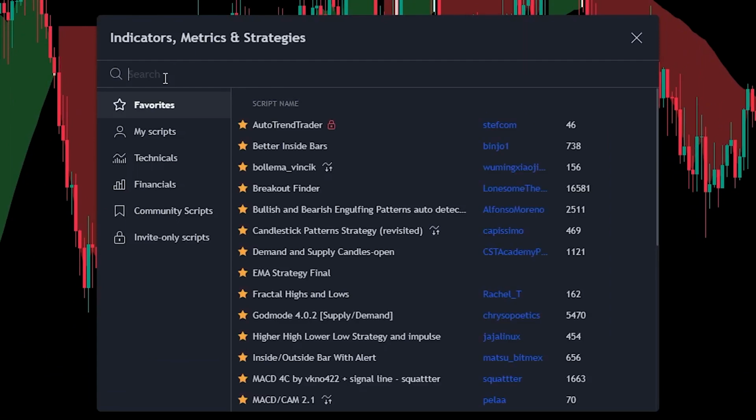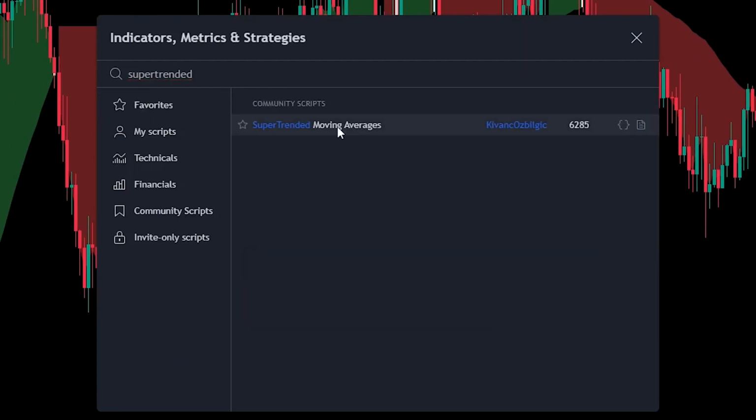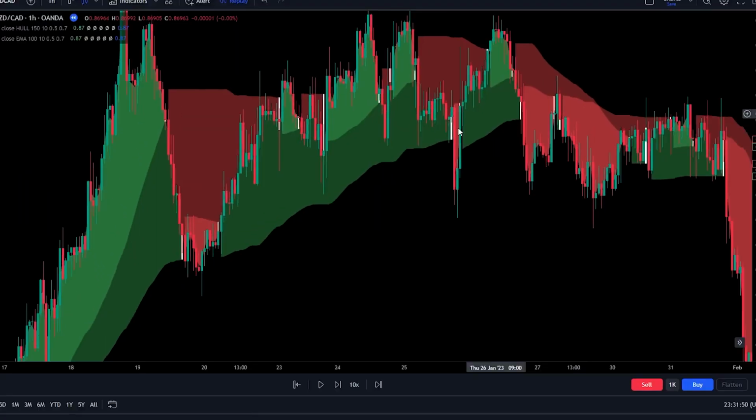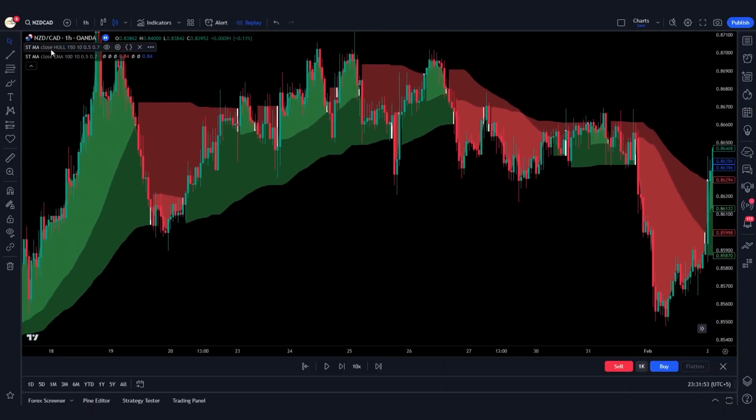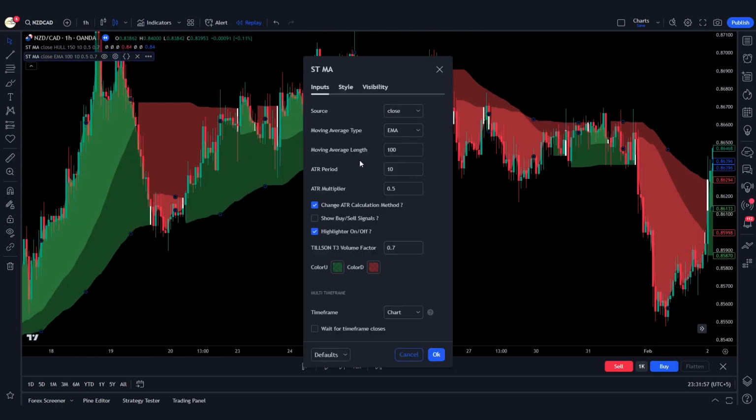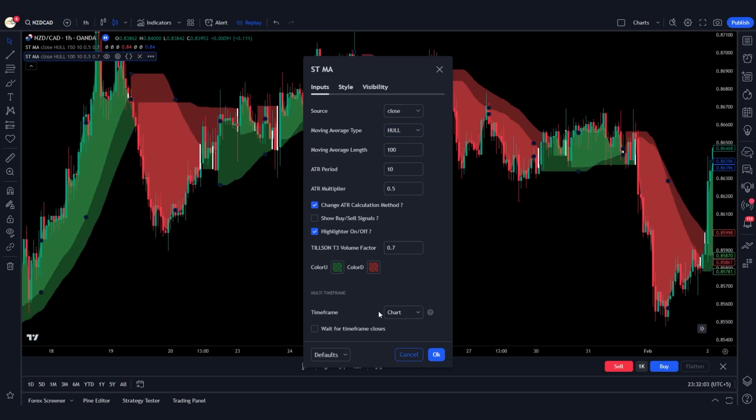So we're going to go ahead and again search for super trended moving averages, and we're going to add this to a chart. Now again, let's go ahead and inside the settings of the super trended moving average, go to your settings, and here we're going to change this EMA type to Hull. And now what we're going to do is also increase its moving average length from 100 to 150. And here we're going to change the time frame.